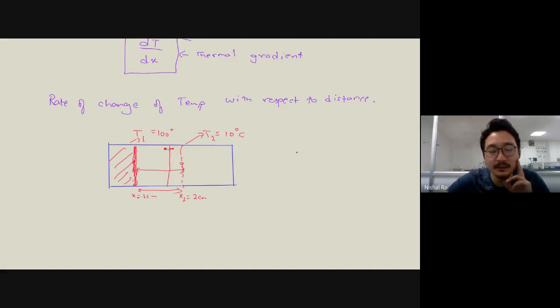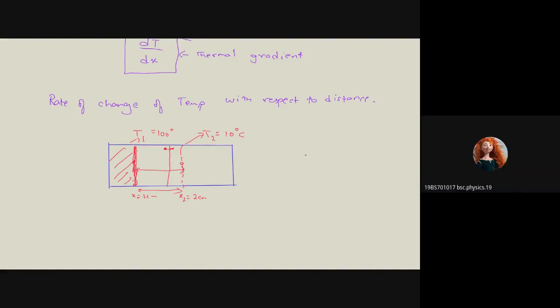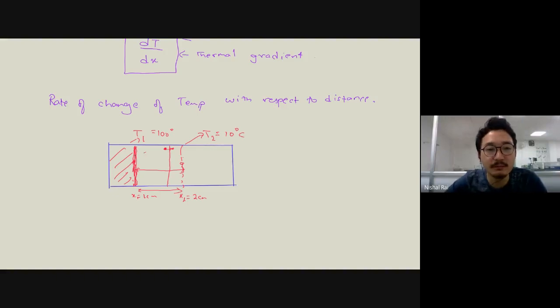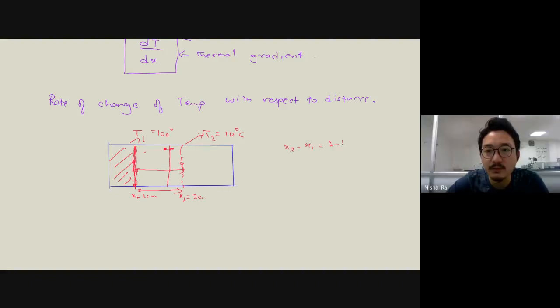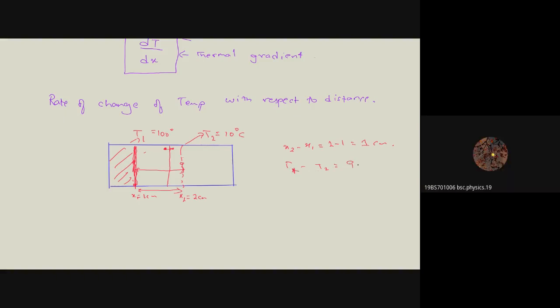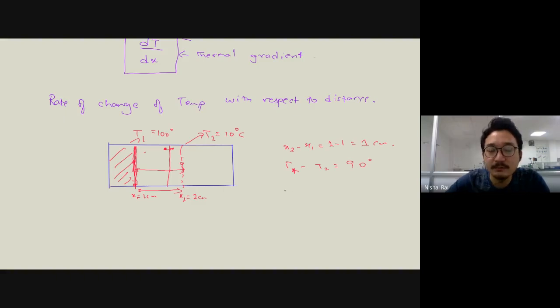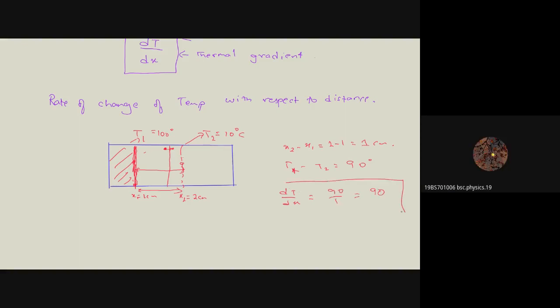Rita, Deepika, Avinash, anyone? Is this point clear? Yes, sir. When you heat the rod, this part of the rod was at 100 degrees Celsius, at this position. So the distance between these two is given by 2 minus 1, which is 1 centimeter. Clear? So the difference in temperature, T1 minus T2 or T2 minus T1, will be 100 minus 10, which is 90. So the gradient will be 90 divided by 1, which is basically 90. Clear?